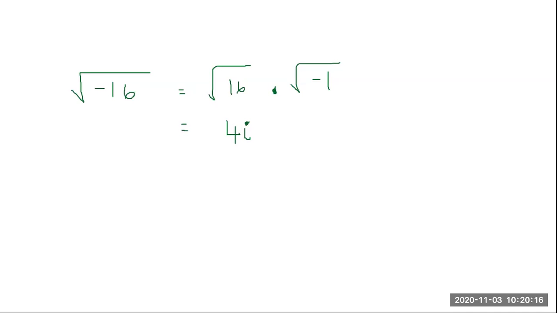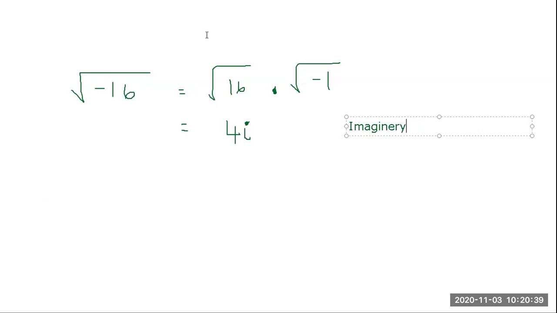i, because it's imaginary. Imaginary meaning we cannot find the square root of a negative number. So we replace it with i.